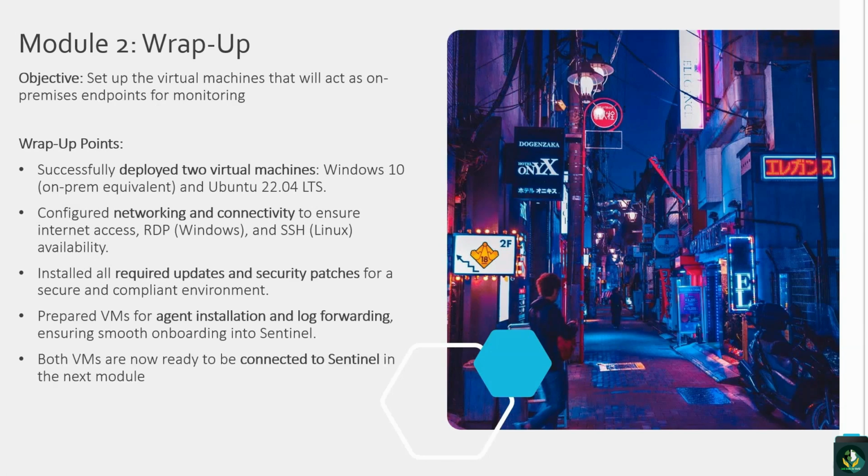Finally, we prepared both VMs for agent installation and log forwarding, verifying that they are ready to send telemetry data into our Sentinel lab. With these virtual machines properly configured, we are now fully ready to move to Module 3, Onboarding and Log Validation, where we will connect these endpoints to Microsoft Sentinel, install the Azure Monitor Agent, and confirm that logs are being ingested correctly. Great work. Let's proceed to the next module and start onboarding our endpoints into Sentinel.